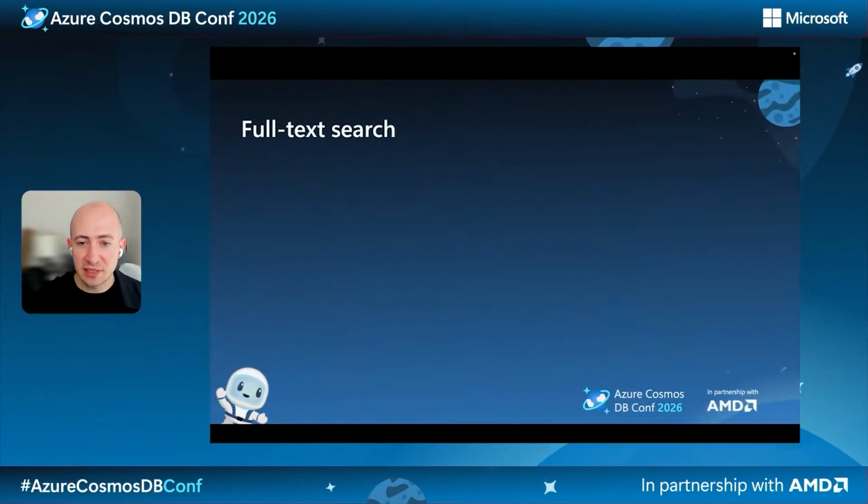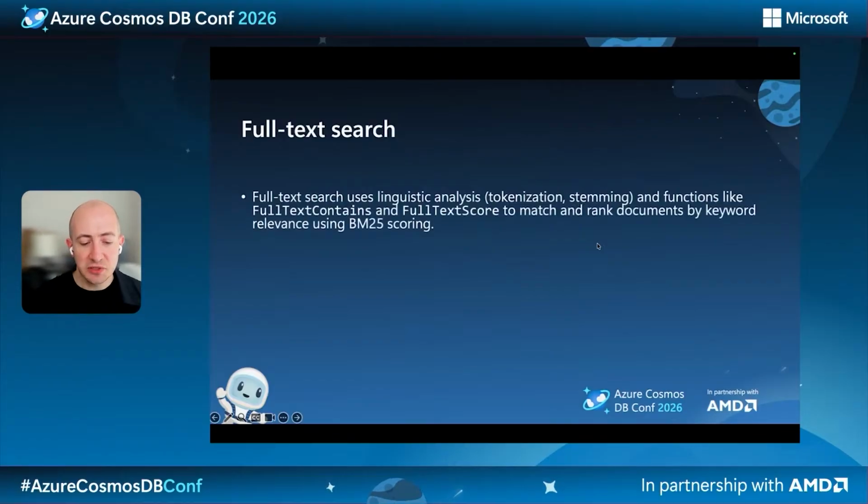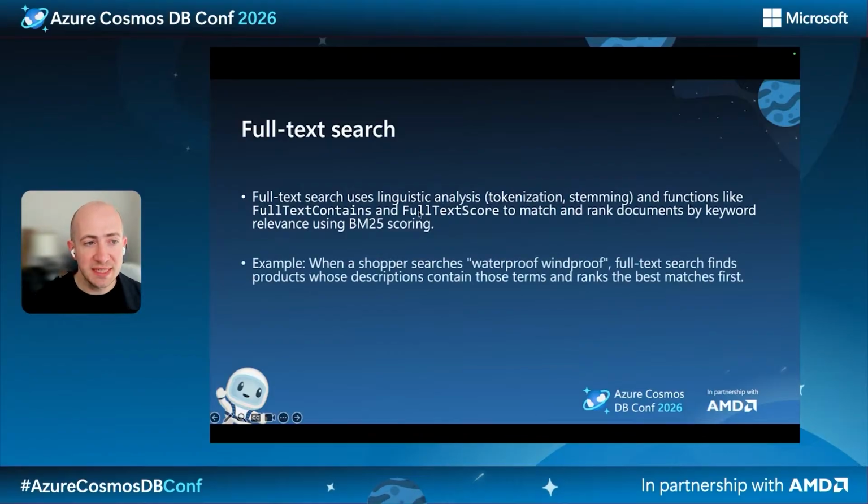Going back to talk about full text search real quick. Full text search uses different linguistic analyzers, so tokenization and stemming, and functions like full text contains and full text score to match and rank documents by keyword relevance, right? So if I want to make sure that certain products contain a certain phrase or keywords, I can use full text contains. If I want to search for items using this BM25 scoring, which is a measure of the frequency of whether these terms are in the documents or not, I can do an order by rank full text score clause as well. So we'll see examples of that.